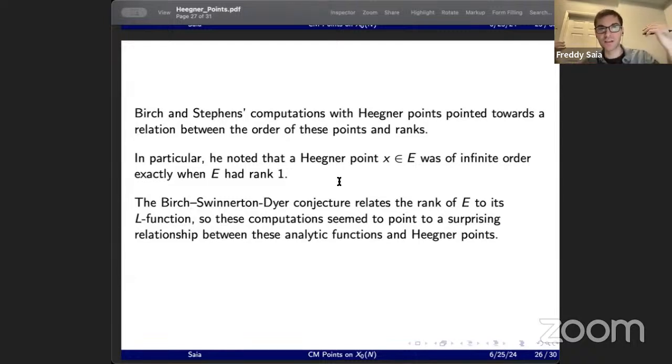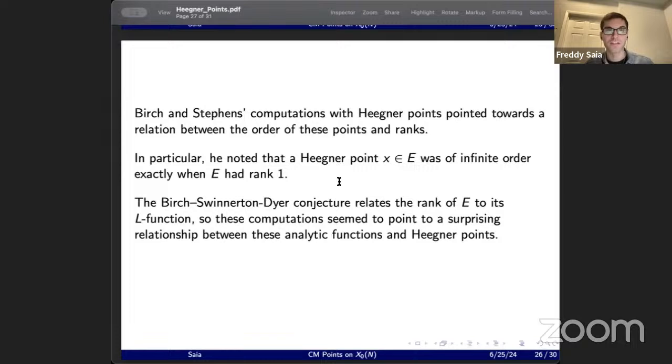I don't know, the rank, from the Birch and Swinnerton-Dyer conjecture, which was available at the time, right? This was a conjecture at the time. You know that the rank is conjecturally the order of vanishing at s equals 1 of your Hasse-Weil L-function, right? A very analytic gadget. And then on the algebraic side, we have these Heegner points, and there seems like there must be some relation between these two things if it seems like Heegner points are related to ranks.